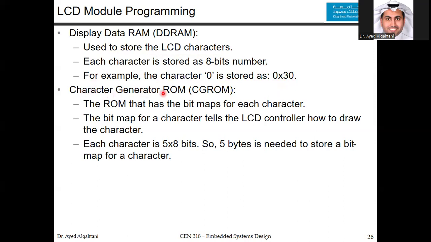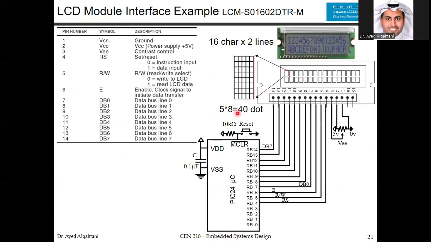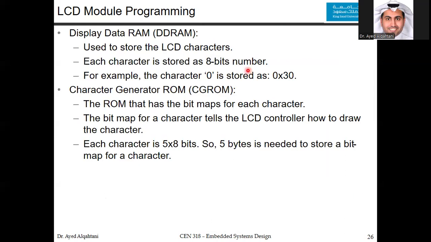We also have the character generator ROM or the CG ROM. The ROM has the bitmaps for each character. The bitmap for a character tells the LCD controller how to draw the character. Now each character in this bitmap is 5 by 8. This is what we talked about when we said that each character is 5 times 8, which is 40 dots. That's what we mean by that. So 5 bytes are needed to store the bitmap for a character: you have 8 bits, that's 1 byte, and 5 times that means 5 bytes.